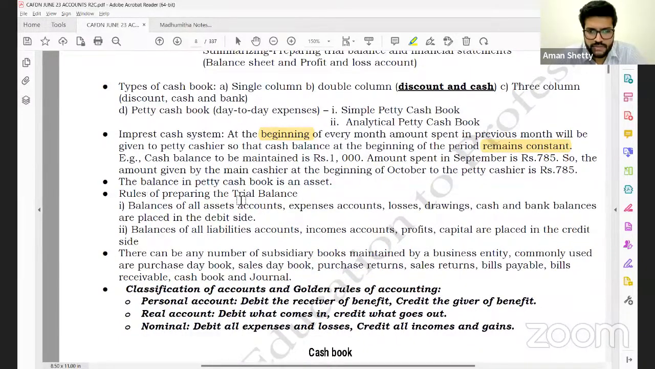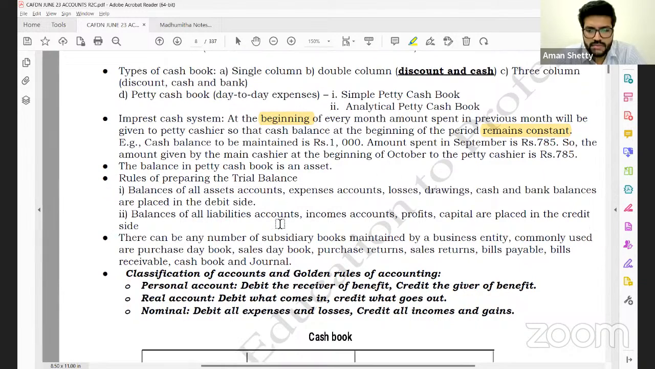Rules of preparing the trial balance. Balances of all assets accounts, expenses accounts, losses, drawings, cash and bank balances are placed in the debit side. Balances of all liabilities accounts, incomes accounts, profits, capital are placed in the credit side. There can be any number of subsidiary books maintained by a business entity. Commonly used are purchase day book, sales day book, purchase returns, sales returns, bills payable, bills receivable, cash book, and journal.